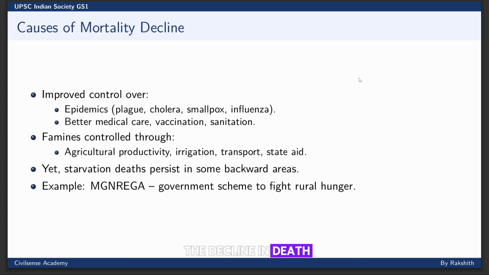The decline in death rate happened mainly due to medical advancement, vaccination, control of epidemics, and better transport and relief system. Famines became less frequent, and Amartya Sen pointed out that famines are due to lack of access, not lack of food. And schemes like MGNREGA were introduced to fight hunger and starvation.